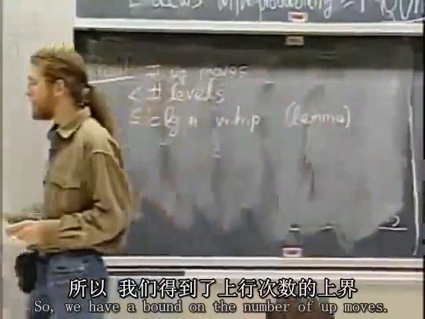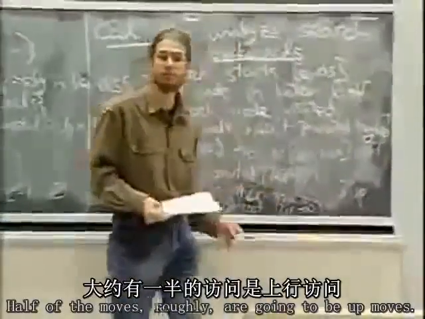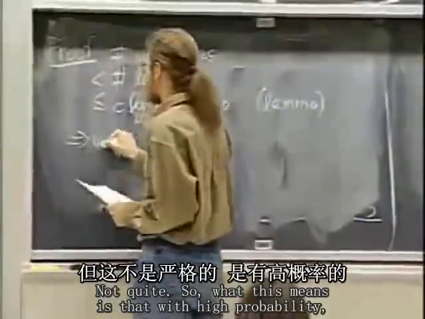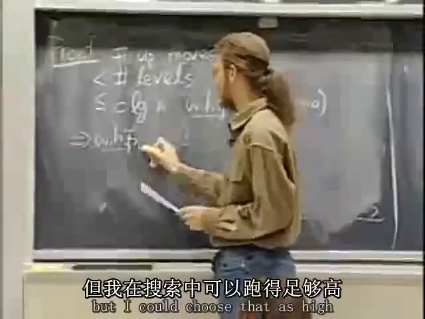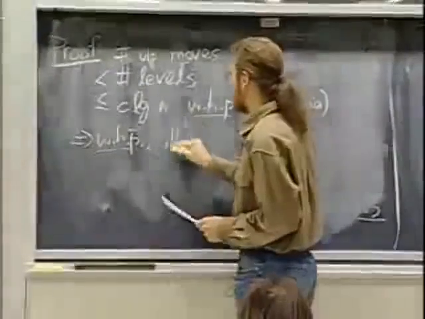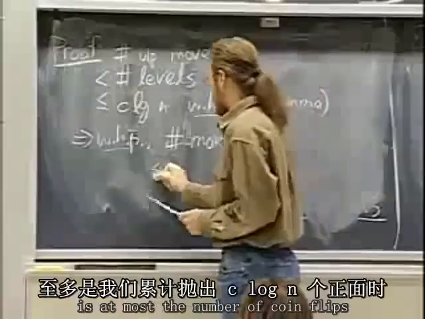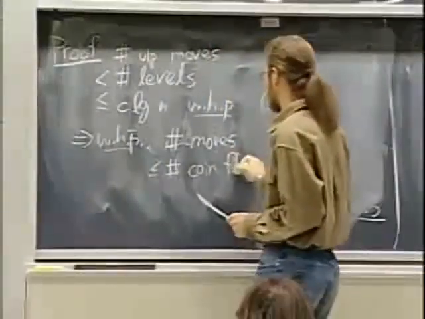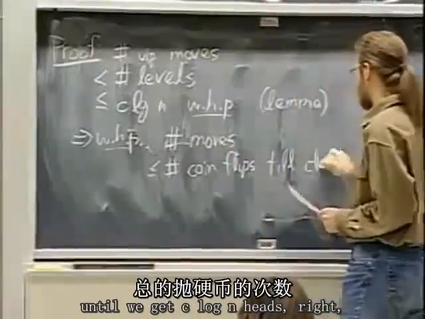So we have a bound on the number of up moves. Half of the moves, roughly, are going to be up moves. So this pretty much bounds the number of moves. Not quite. So what this means is that with high probability, so this is the same probability, but I can choose that as high as I want by setting C large enough, the number of moves, in other words, the cost of a search, is at most the number of coin flips until we get C log n heads.